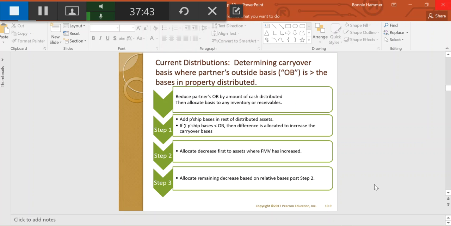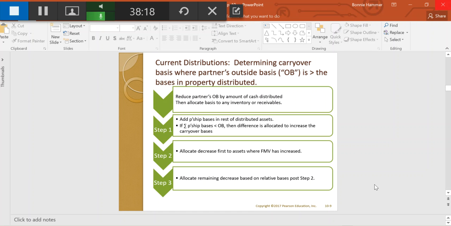So if that's the case, where you have greater outside basis than all of your property distributed, then what you do is, first of all, you reduce your outside basis by the amount of cash distributed. Then you allocate the basis of the inventory and receivables to the partnership. That basis carries over to the partner. You decrease your outside basis by those two properties. Then you add the bases in the rest of the distributed assets.